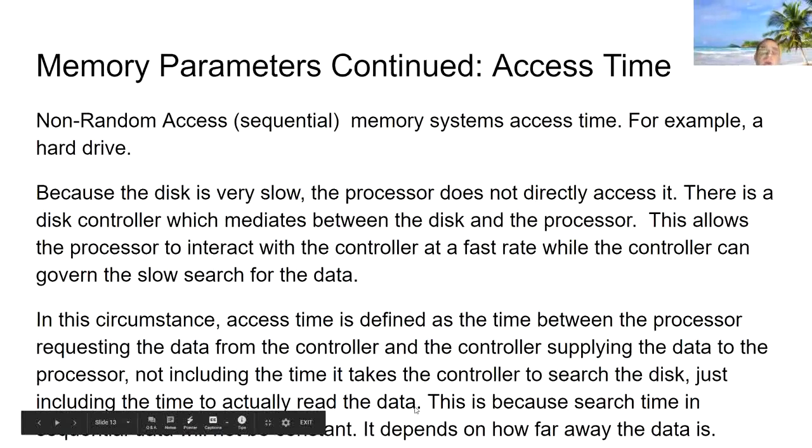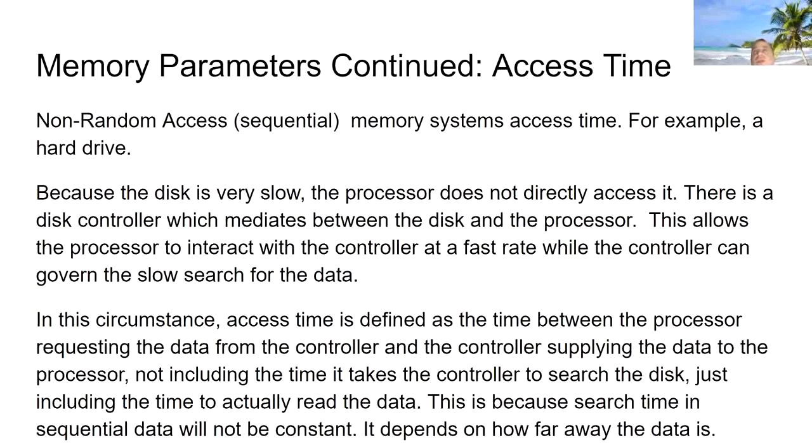In other words, I may be at a certain place on the disk, and I've got to turn the disk a half a revolution to get to the other side to read the data. I'm not going to count the time it takes to turn the disk a half a revolution to get to the data. What I am going to count is the time, once I'm there, to then read that data. So I'm going to take the time from when I asked to the time I got it, but then I'm going to subtract the search time.